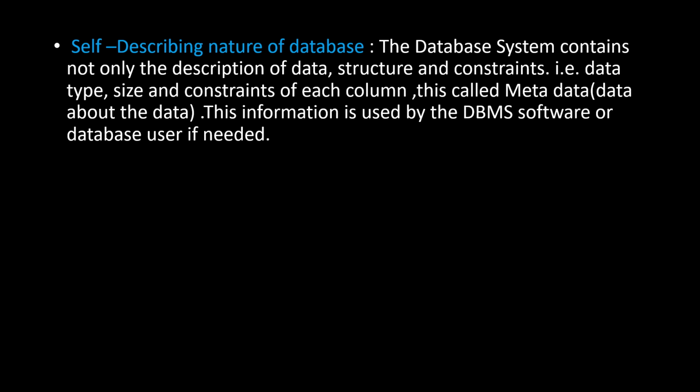The first one is self-describing nature of database. The database system contains not only the description of data or structure or constraints, it also contains the type of the data, size of the data, and constraints of each column, known as metadata. Metadata is nothing but data about the data. This information is used by the DBMS software or database user if needed.